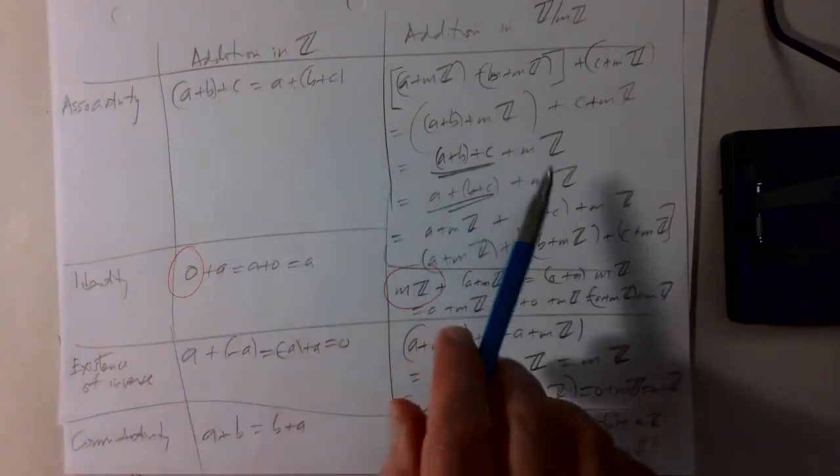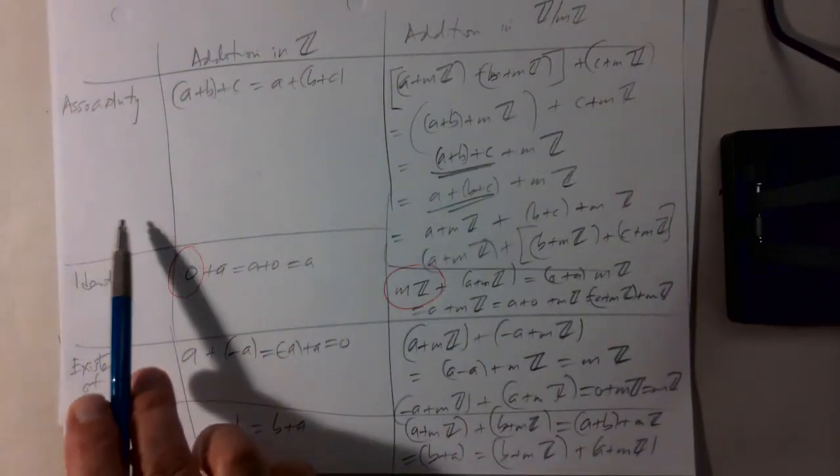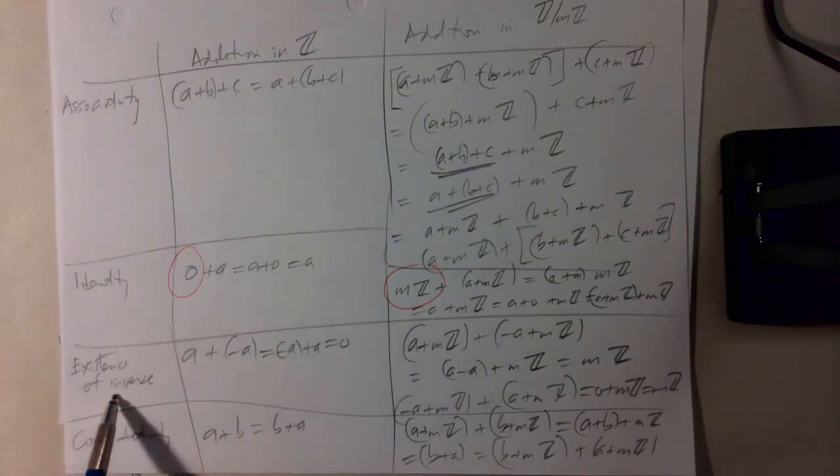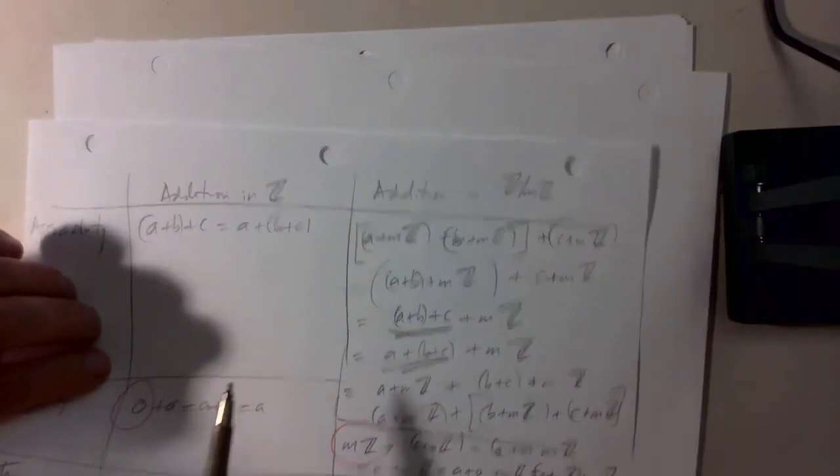So addition of integers and addition of congruence classes share these four properties. Addition is associative, there's an additive identity, for every element there's an inverse, and addition is commutative. So these are fundamental properties that you find in many different places in mathematics, and they both lead us to the definition of a group.